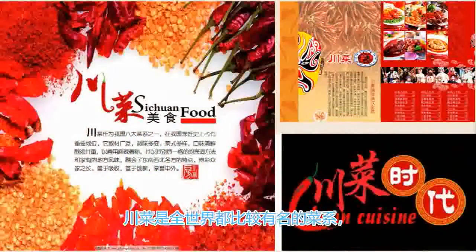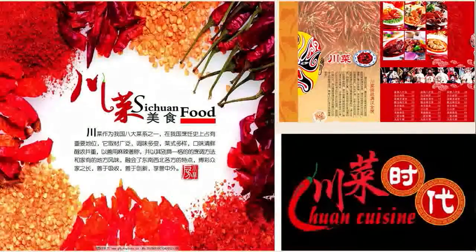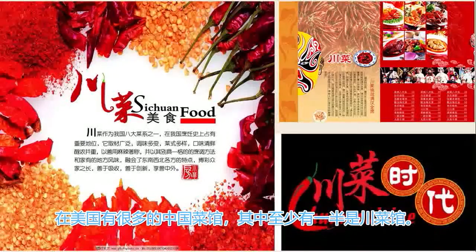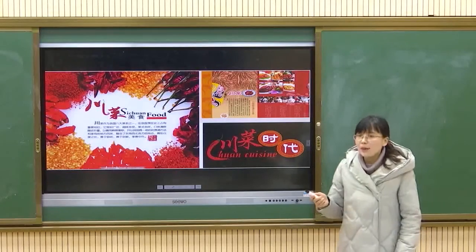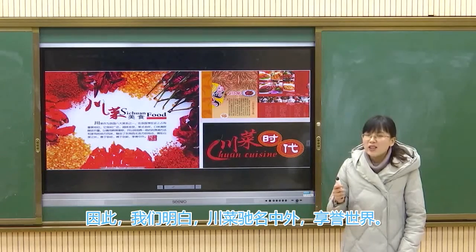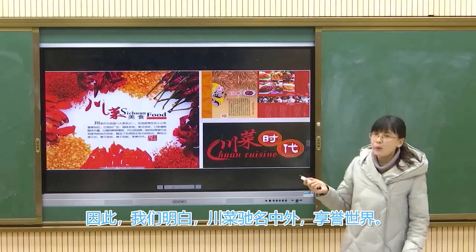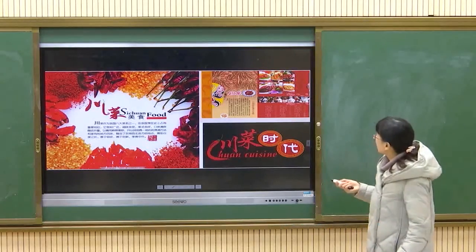We can say that Chuan cuisine is one of the most famous cuisines throughout the world. And in America, there are many Chinese restaurants, and at least half of the restaurants are Chuan cuisine restaurants. So from this we can find Chuan cuisine really enjoys high reputation throughout the world. And let's look.